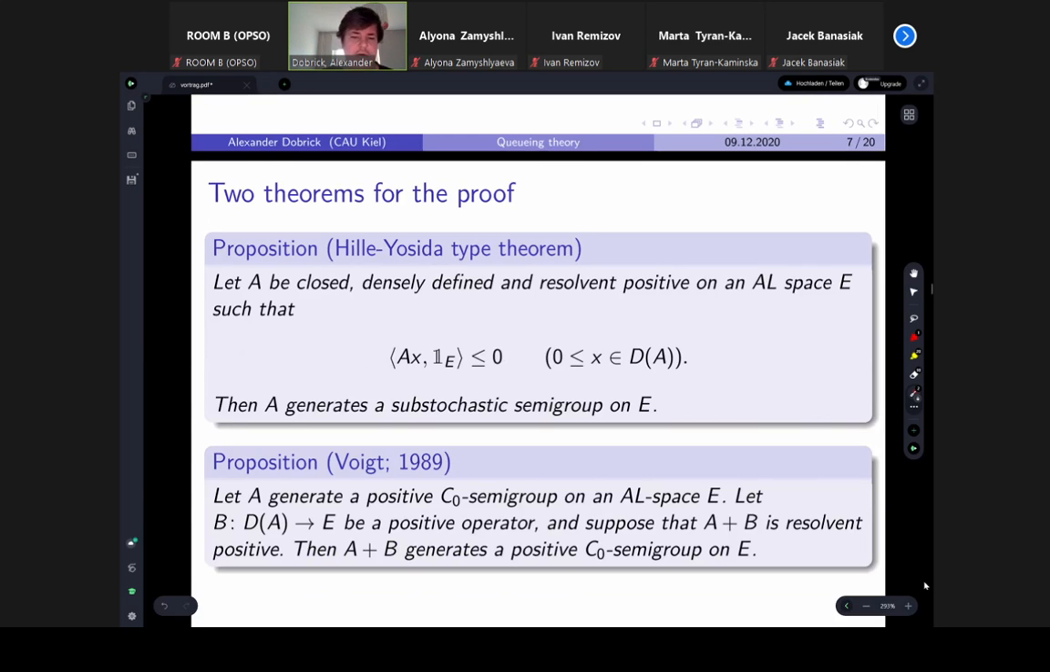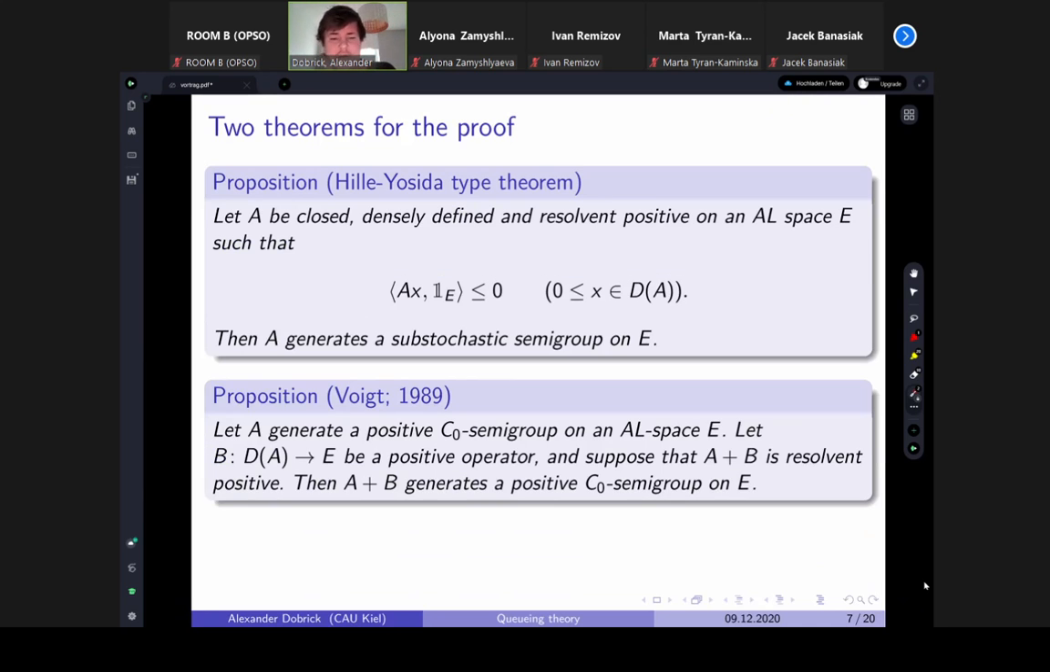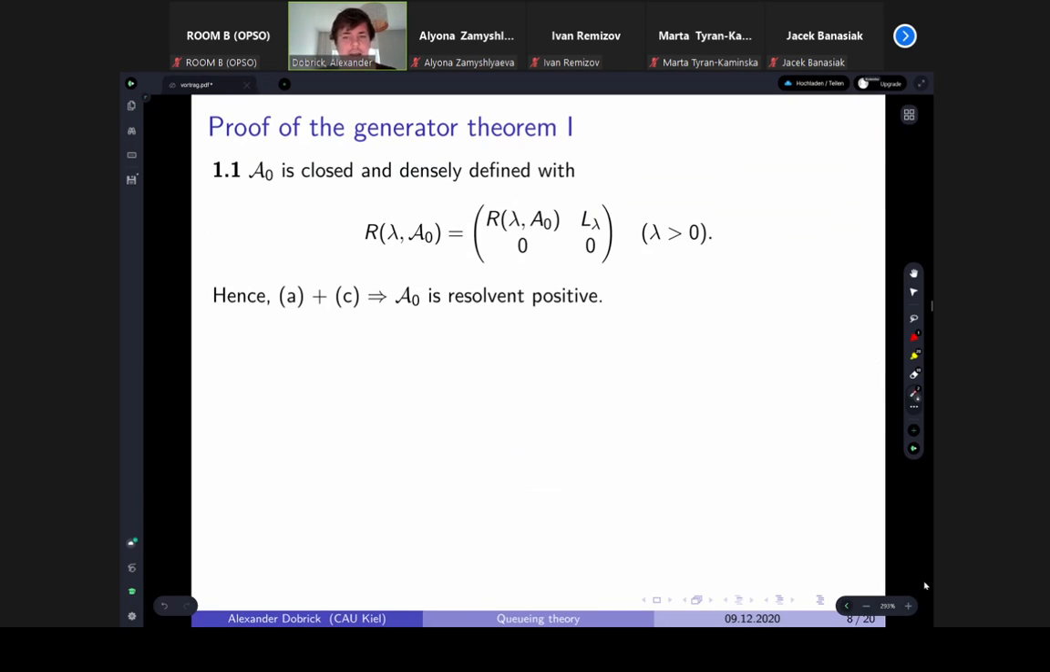And the other theorem I need is a Miyadera-Voigt perturbation theorem by Voigt from 1989. And it basically states that if you're given a generator of a positive semigroup and you have a probably unbounded perturbation that is positive, such that the sum of both operators is still resolvent positive, then the sum generates a positive semigroup as well. And now one just has to combine the two theorems to prove the theorem we have seen before.